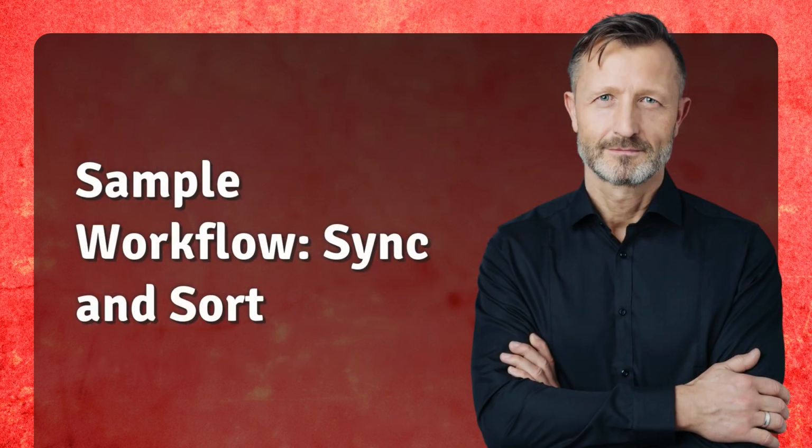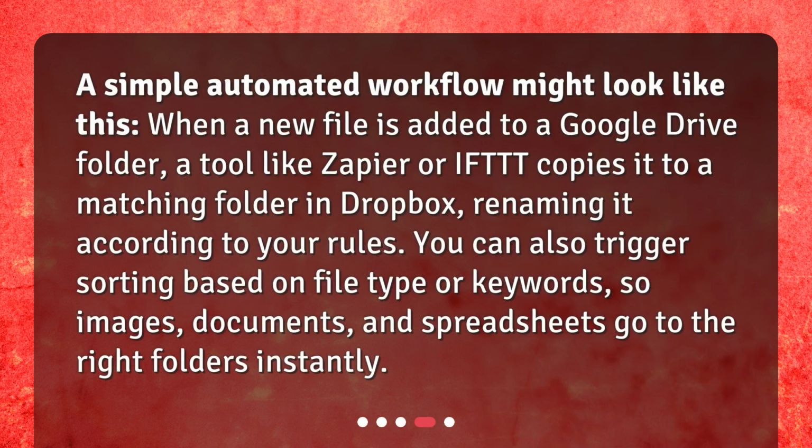Sample workflow, sync and sort. When a new file is added to a Google Drive folder, a tool like Zapier or IFTTT copies it to a matching folder in Dropbox, renaming it according to your rules. You can also trigger sorting based on file type or keywords, so images, documents, and spreadsheets go to the right folders instantly.